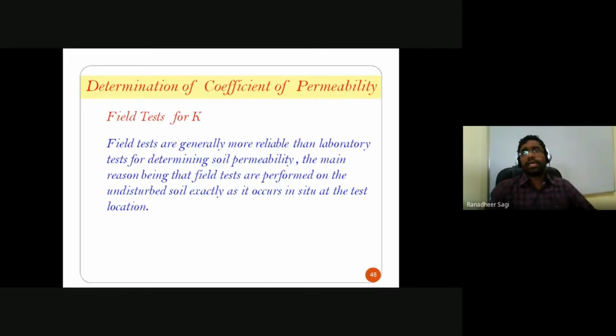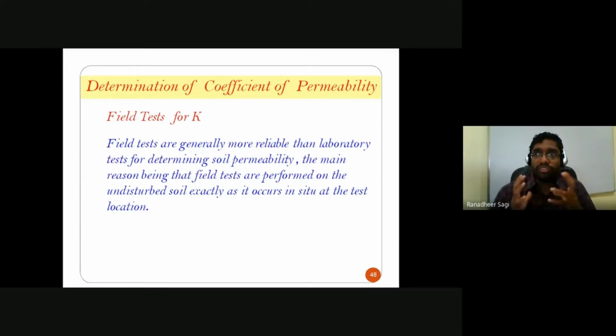And next, as I told you, it may not always be possible for us to conduct lab tests because of the issues in collecting the undisturbed soil sample, or the issues with the environment that we have in the lab in conducting the test. So sometimes we are required to directly understand the condition of the soil in the field itself. And it is very important and more effective to determine the coefficient of permeability of the soil in the field itself instead of in the lab.